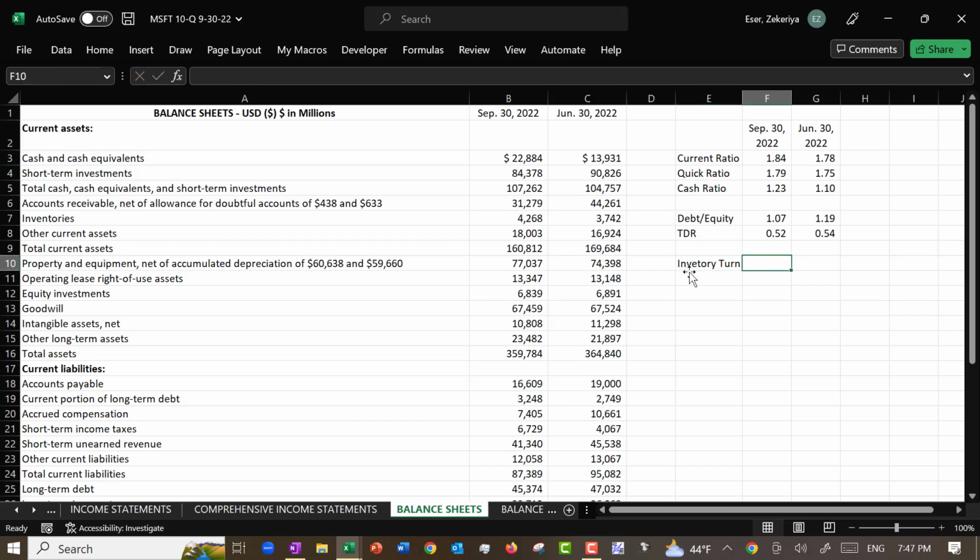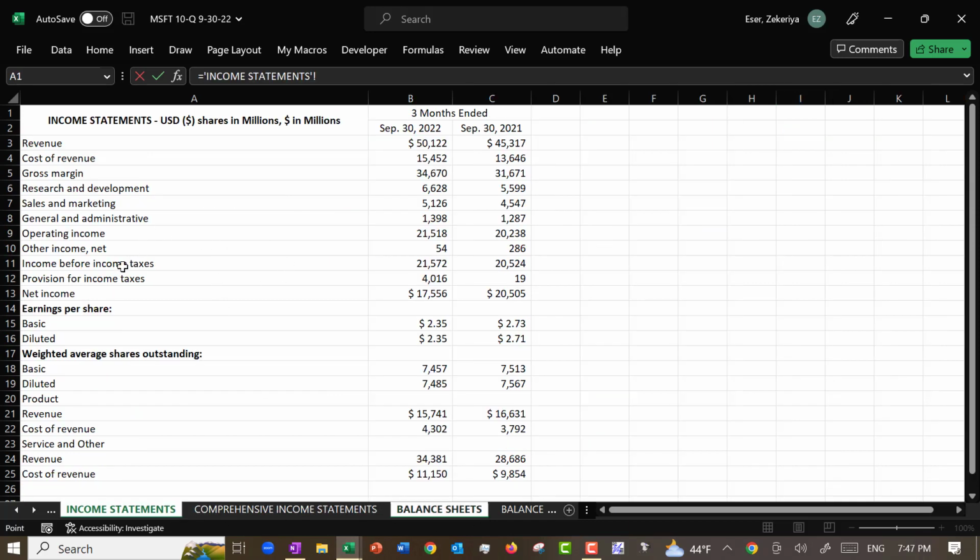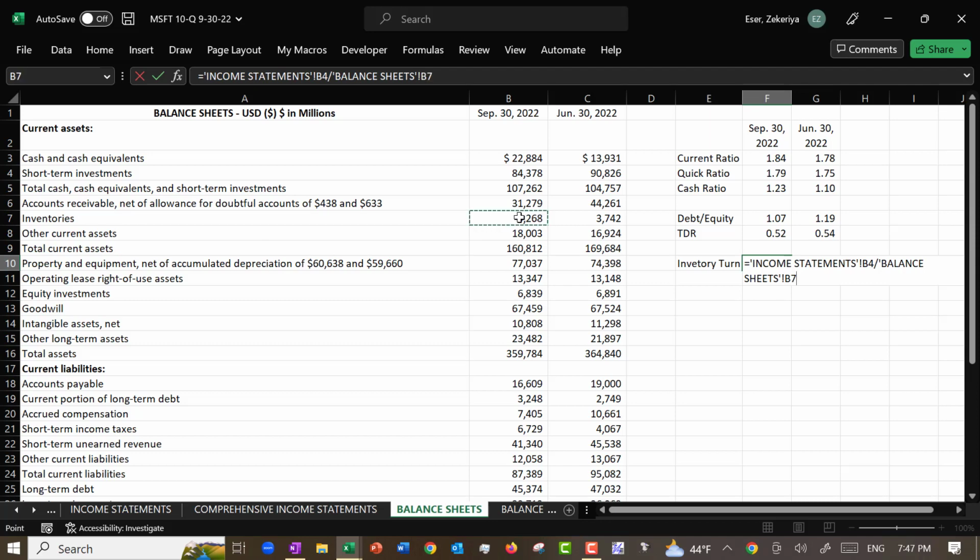We find cost of goods sold in the income statement. Oh, this is Microsoft. Sometimes that's known as cost of revenue. Divide that by inventories. That's 3.62. That means Microsoft turns its inventory over 3.62 times, but this is in one quarter.